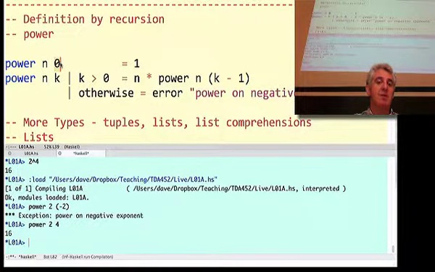So this is the first time we've seen this. We're using a value on the left-hand side. This is called pattern matching. Any questions about that?